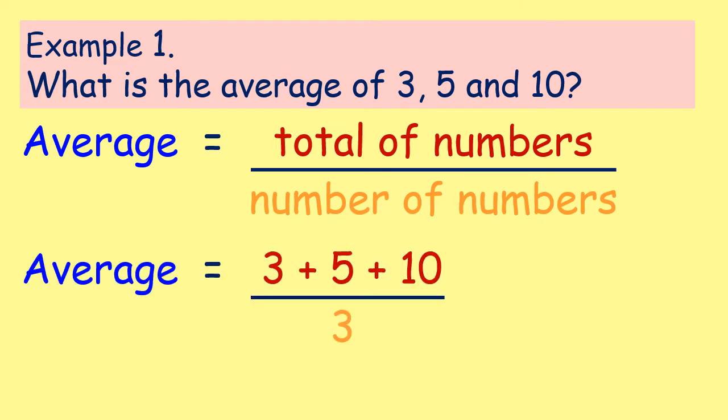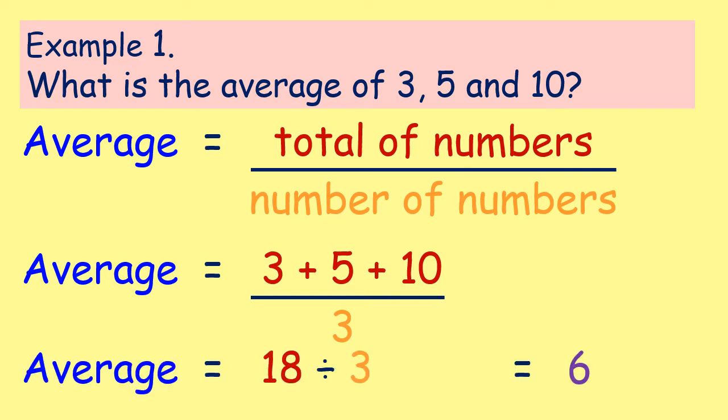So our average is going to be 3 plus 5 plus 10, work that out and then divide that by 3. So we end up with 18 as our total. Then once we've worked that out, we divide that by 3 because we had 3 numbers, and that gives us 6. So our average is 6.